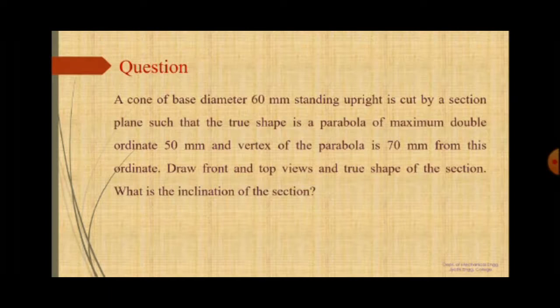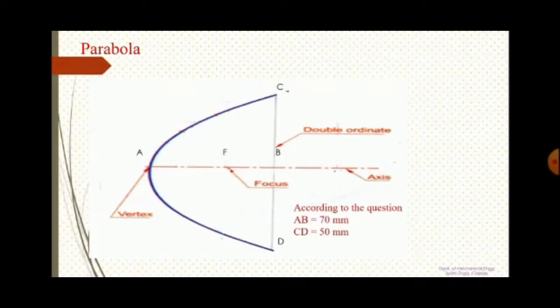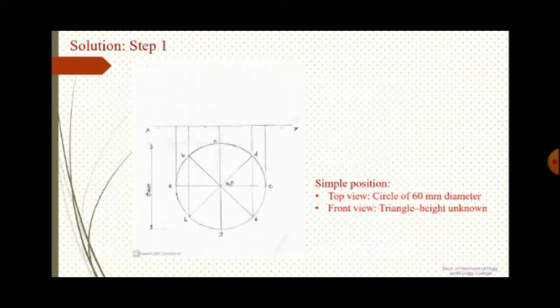Before going to the solution of the problem, I will give you just an idea about the parabola. So this is basically the shape of a parabola. You can see the height, it is AB, which is given in the question. AB equal to 70 mm, and CD is the double ordinate, and CD is equal to 50 mm. I think it's clear. Now we will move to the solution.